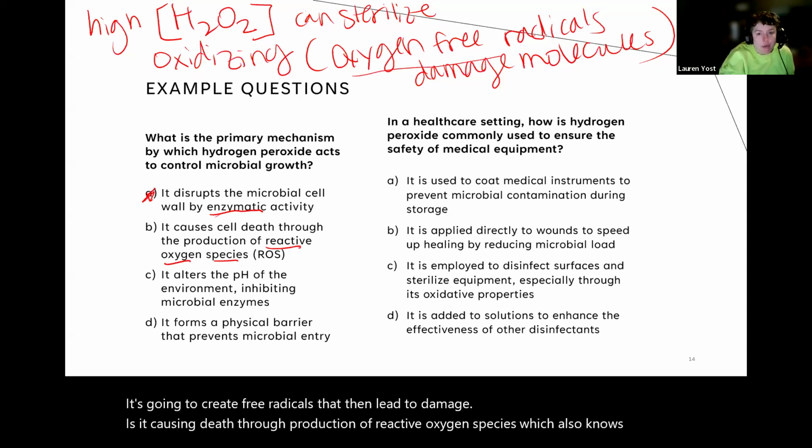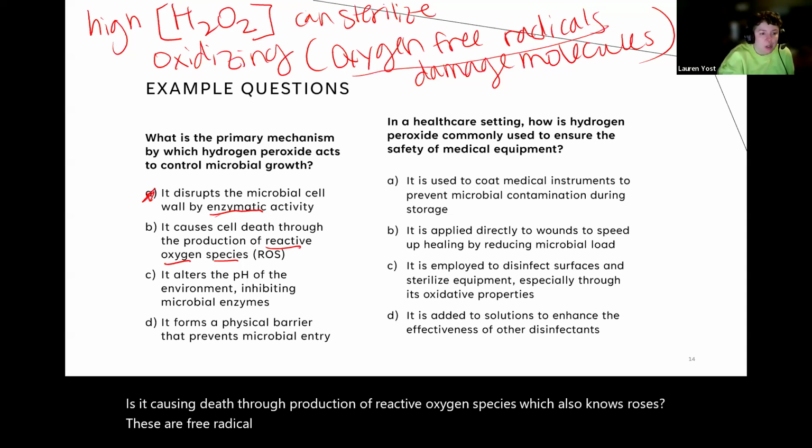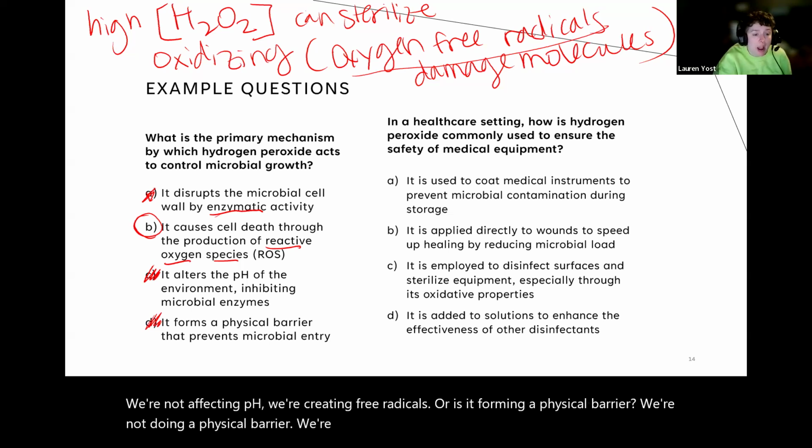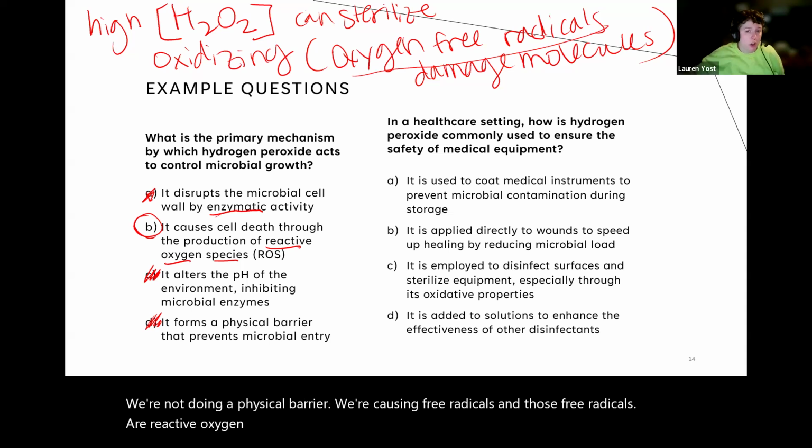These are free radical oxygen molecules. So yeah, it's probably this one. Is it altering pH? We're not affecting pH. We're creating free radicals. Or is it forming a physical barrier? We're not doing a physical barrier. We're causing free radicals. And those free radicals are reactive oxygen species and cause damage to other molecules in the cell. That's how it works, period.